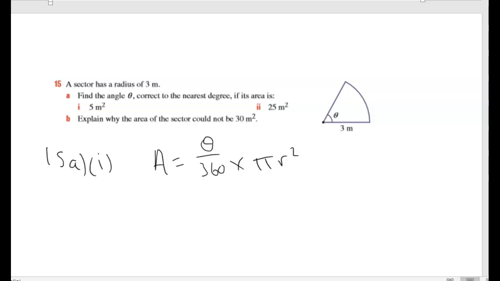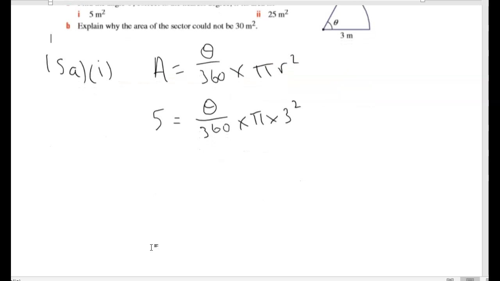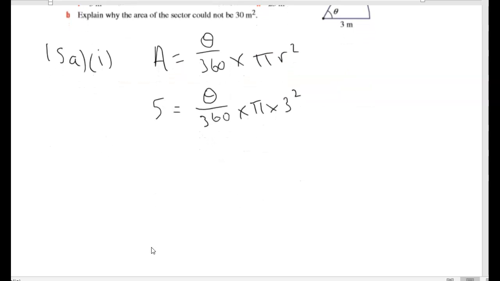All right, and we'll just substitute in what we know. So the area of this one is 5. Theta is what we're working out, so you can just leave it as theta. 360 times pi, and the radius is 3, so 3 squared. Now, we are going to have to solve that. It's probably best just to leave your answer in, well, I'm just going to do, whoops, 3 squared, if you're wondering what I was doing, times 9, and then dealing with everything.